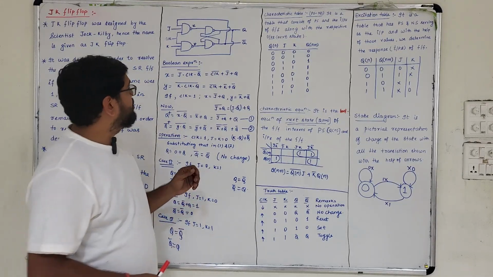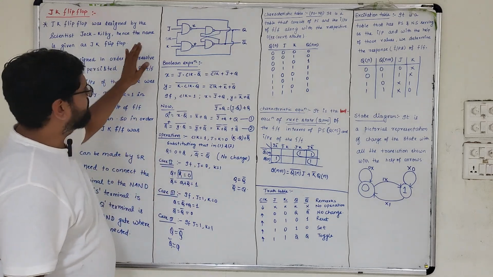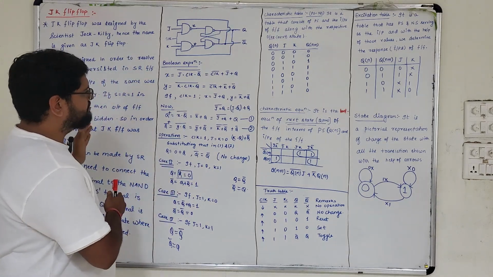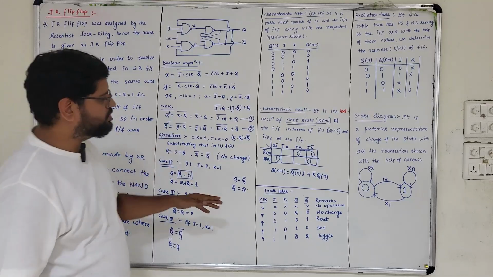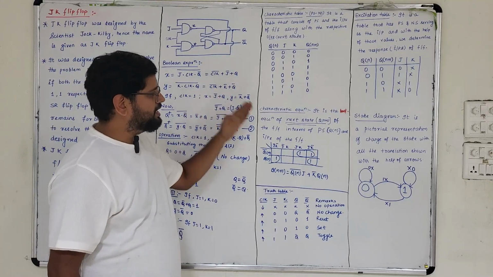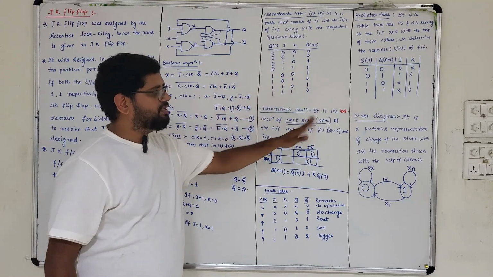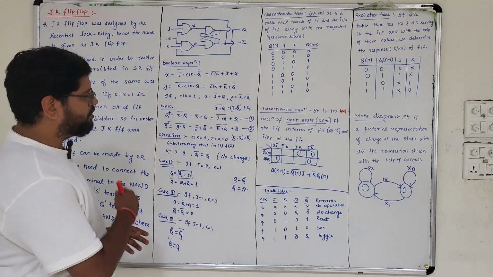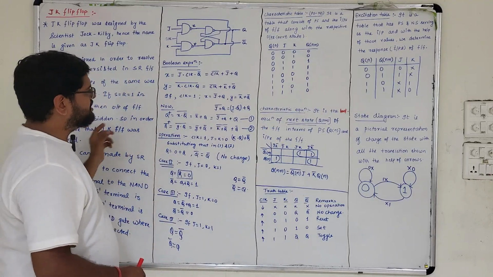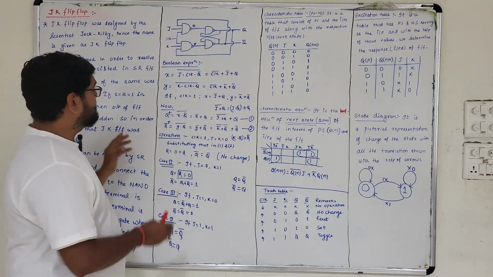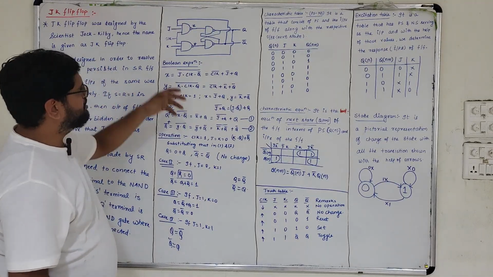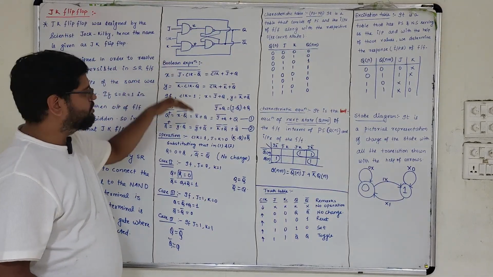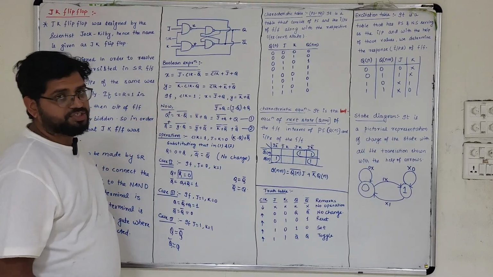So here, in order to understand the JK flip-flop, we'll go for the definition part first, then the Boolean expression, then operation, then truth table, characteristic table, characteristic equation, excitation table, and finally the state diagram. We are following that pattern because everything is dependent on one another. If you know the definition, you will be able to go for design. If you know the design, you will be able to go for the Boolean expression and all.